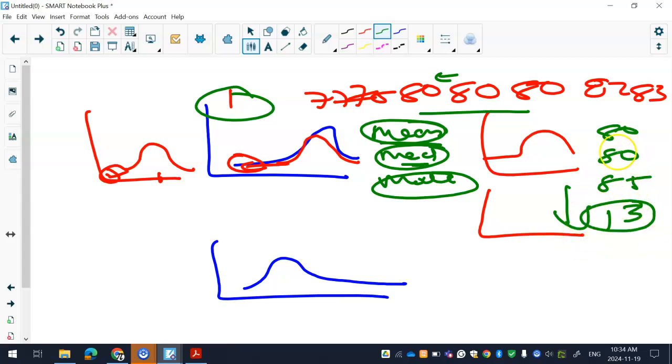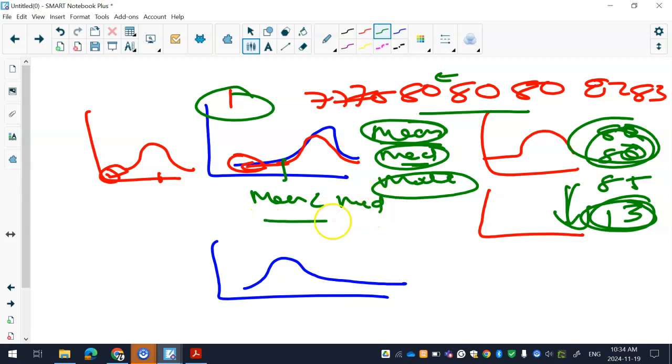Here, the mean and the median, right? The median here, if that's 80 and 80, it's still 80, right? The mode is still 80, but the mean is the one that gets pulled down. So in this case, one way you know it's skewed left is the mean is less than the median. The mean is pulled down to the left.